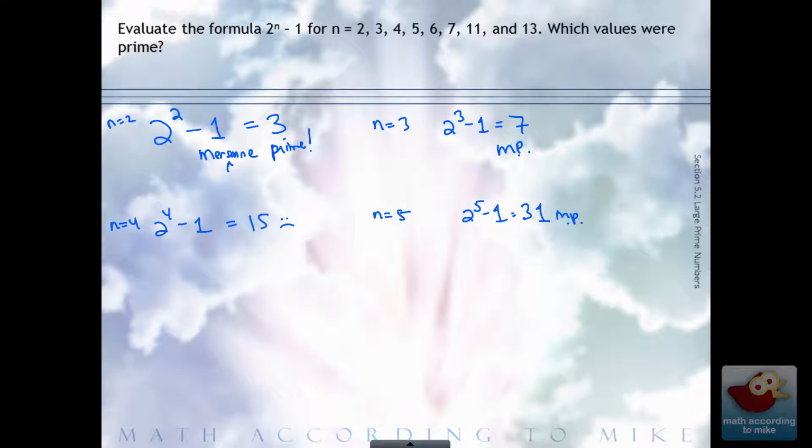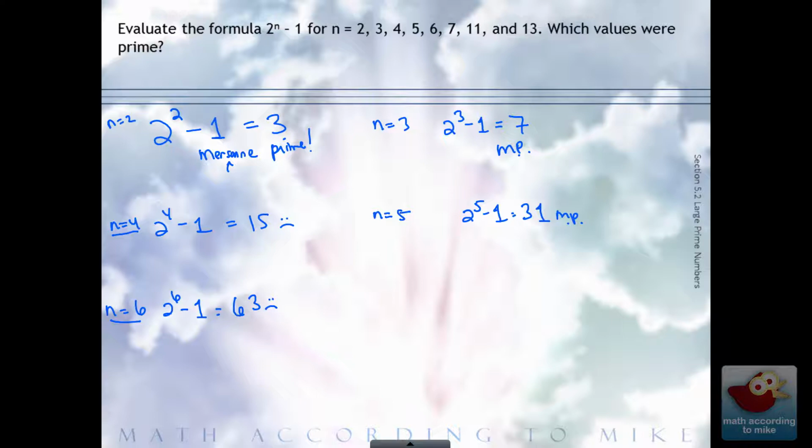If you don't believe it, let's try 6. 2 to the 6 is 64, minus 1 is 63, not prime. 63 is divisible by 3, 21, 9, 7, whole bunch of answers there. So let's look what's happening here. When we plugged in 4, we did not get a prime. When we plugged in 6, we did not get a prime. But when we plugged in 2, 3, and 5, we got primes. So what do you think we should only look at?